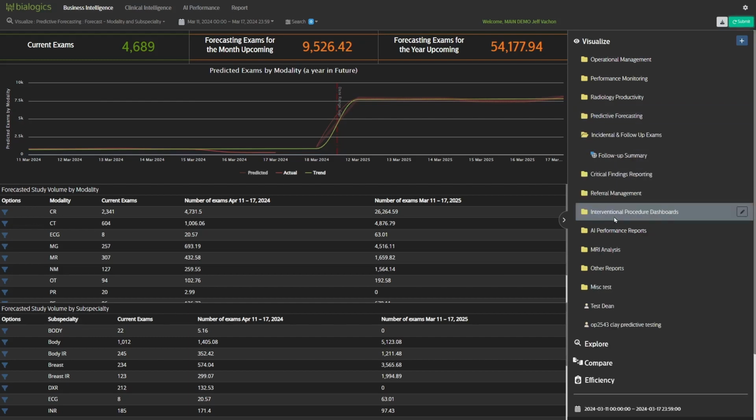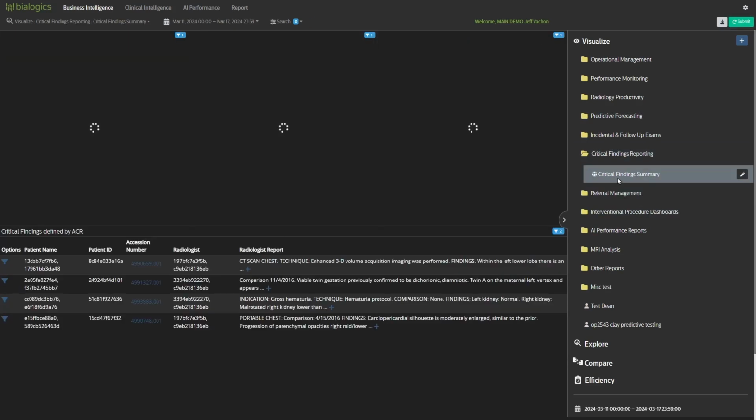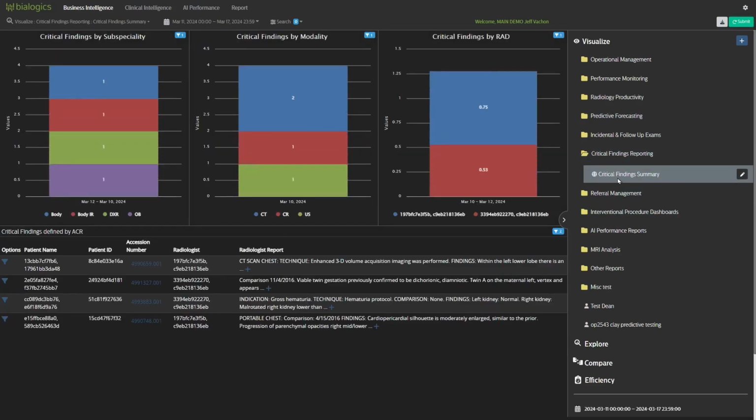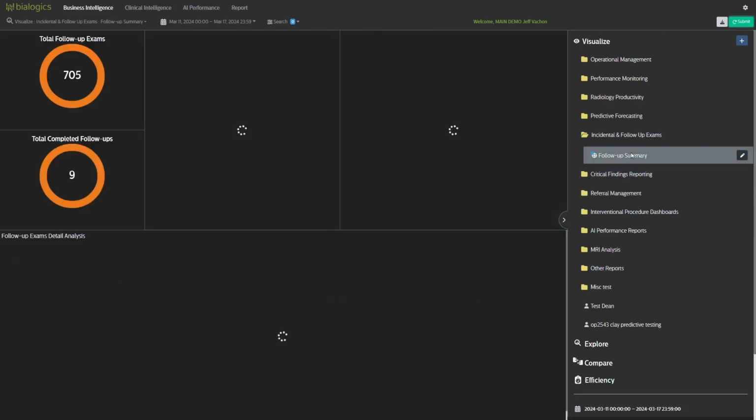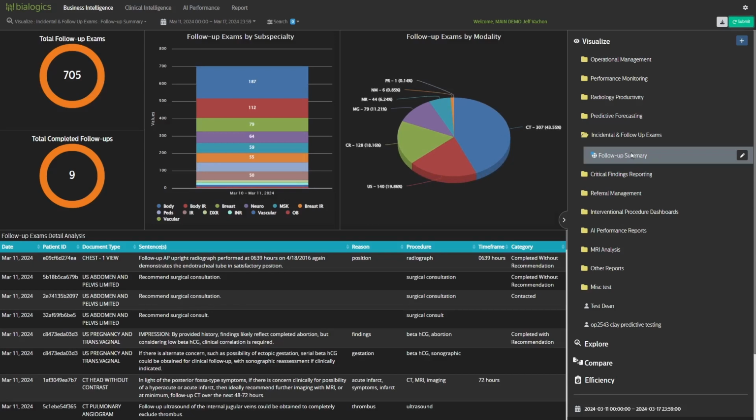We look at, again, a summary of critical findings, looking at how many calls were logged in by subspecialty, by modality, by radiologist, and the actual reports that had critical findings identified but were not reported. We also look at the same thing with follow-up exams, that we track our follow-up exams, how many have been created, how many have been completed, and the actual ones that are open as well.